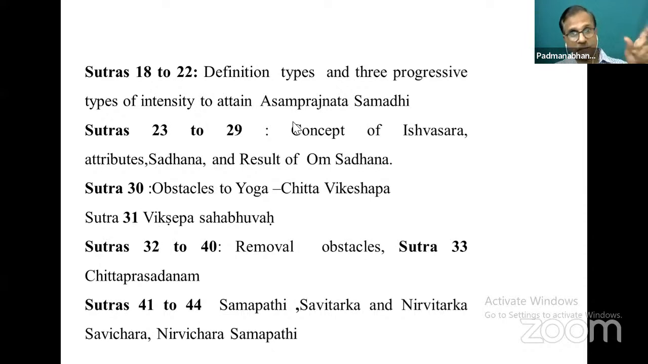So that is why it is said, Atha Yoga Anushasanam. The Atha means the practitioner; the first pada can only be understood by an Uttamadhikari. I am going to tell about it. Sutra 22, the concept of Ishvara and his attributes, then sadhana and the result of Om sadhana. So 20 through 29 is Ishvara and the Pranava meditation. And Sutra number 30, obstacles to yoga.